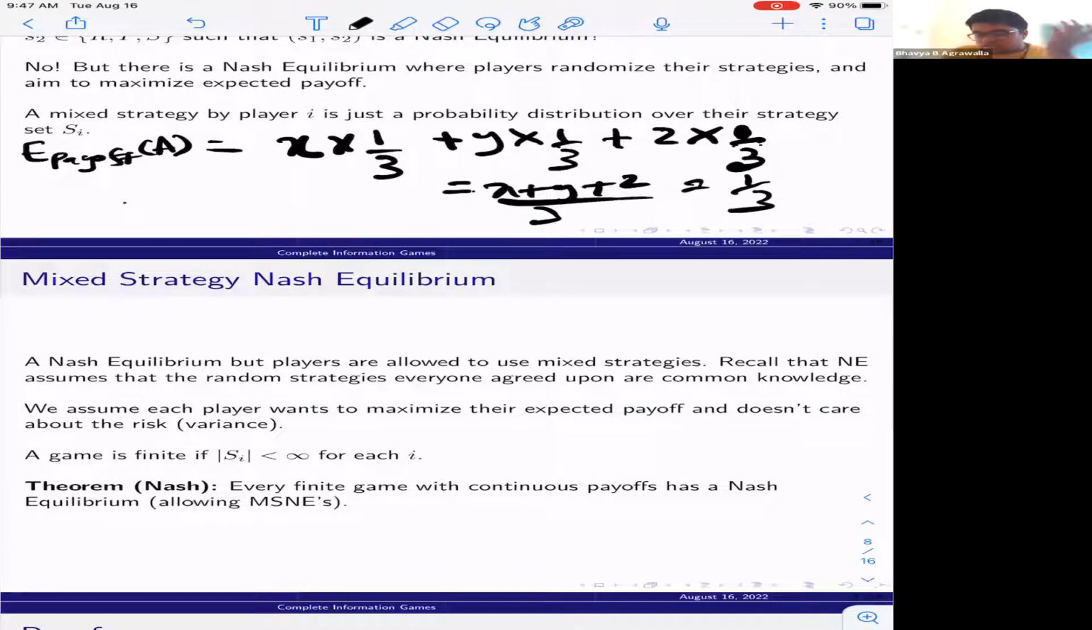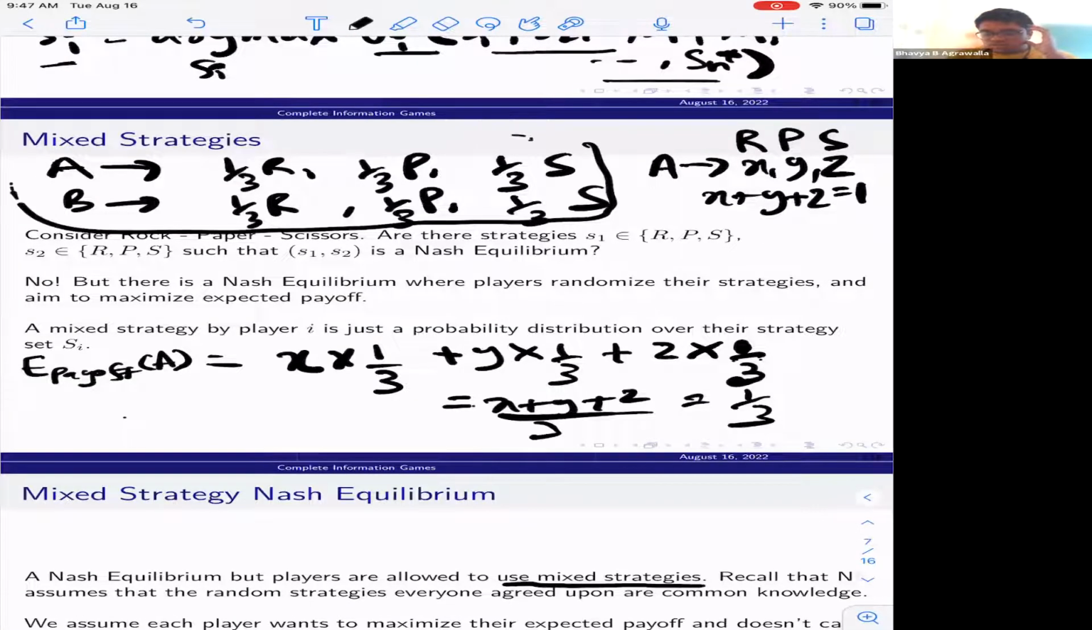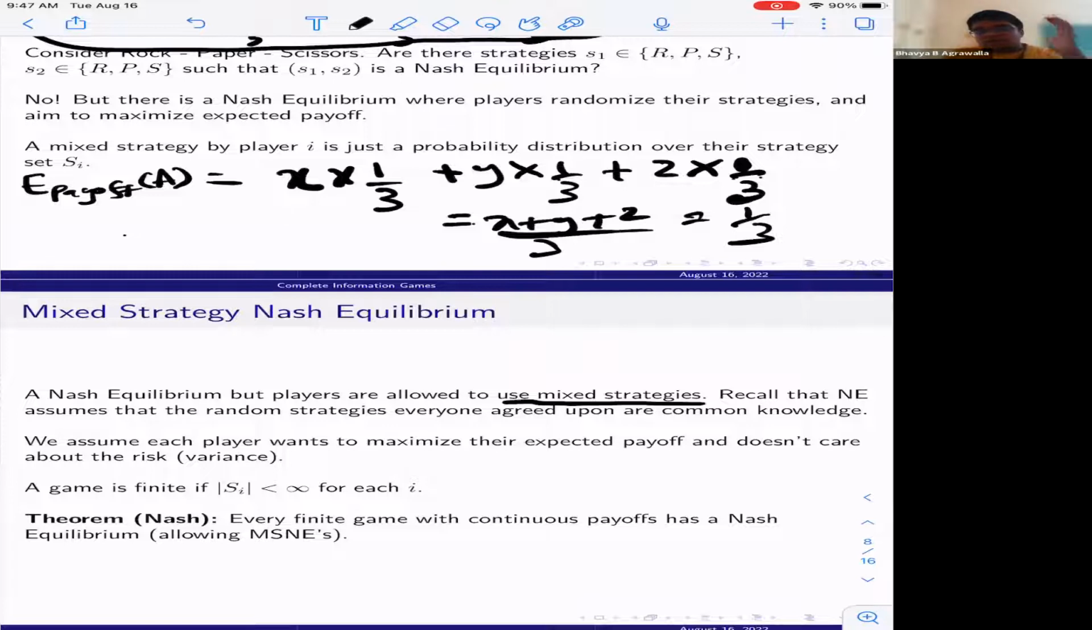So here's what a mixed strategy Nash equilibrium is. It's a Nash equilibrium, but players are allowed to use mixed strategies. And again, the random strategies that everyone agreed upon are common knowledge. So this contract is common knowledge. Each player only cares about maximizing their expected payoff, and we assume that they will want to maximize their expected payoff even if that means taking potentially infinite risk. That's usually not true in the real world. You want some trade-off between risk and your expected payoff, but for theoretical analysis, we will assume that the players just want to maximize their expected payoff.